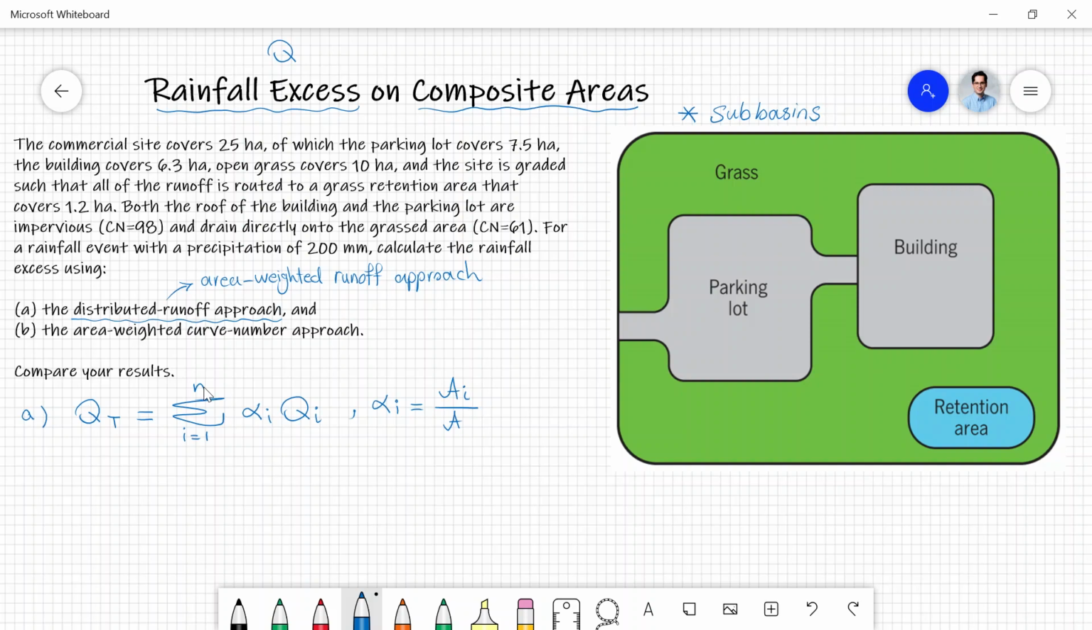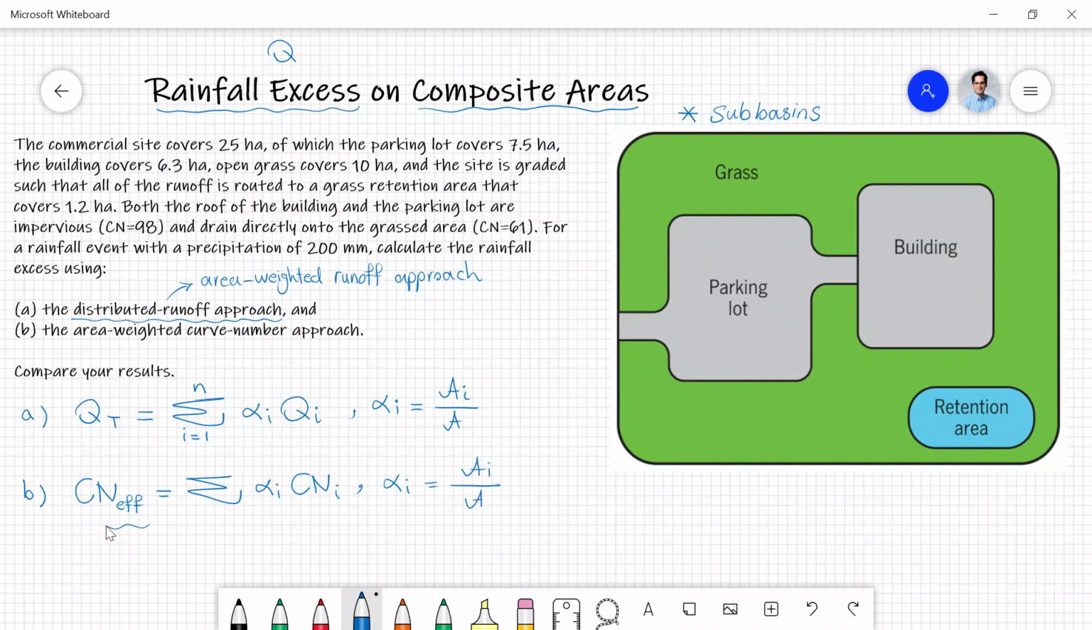This approach tells you to calculate rainfall excess for every individual subbasin and then use the area weighted approach to calculate total rainfall excess. There is another approach that tells you, well, you can use the area weighted method to calculate an effective curve number for the entire study area and then use that effective curve number in the SCS curve number method. In other words, it says to calculate an effective curve number equal to the curve number for each subbasin times the fraction of that subbasin. And again, alpha I is the same thing, the fraction of subbasin I.